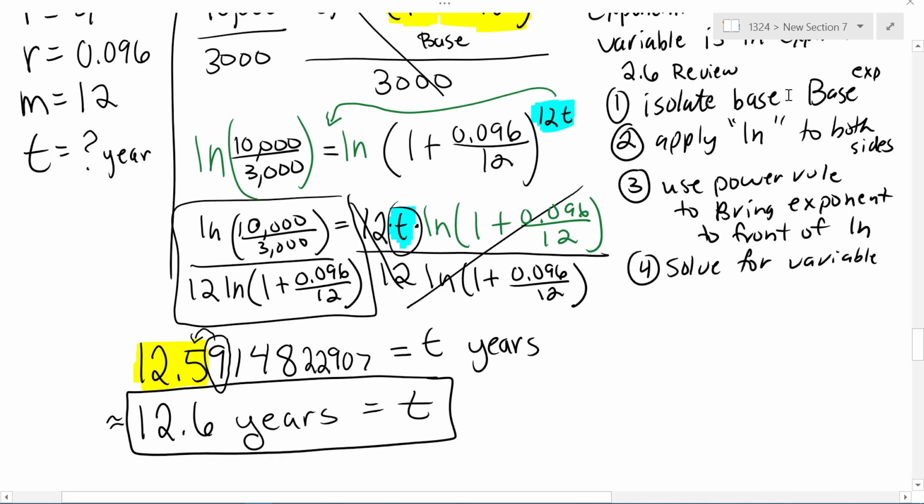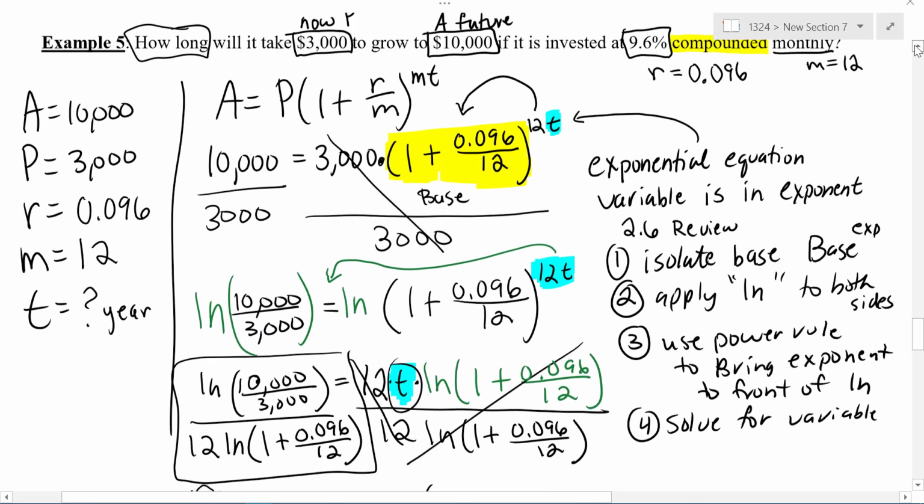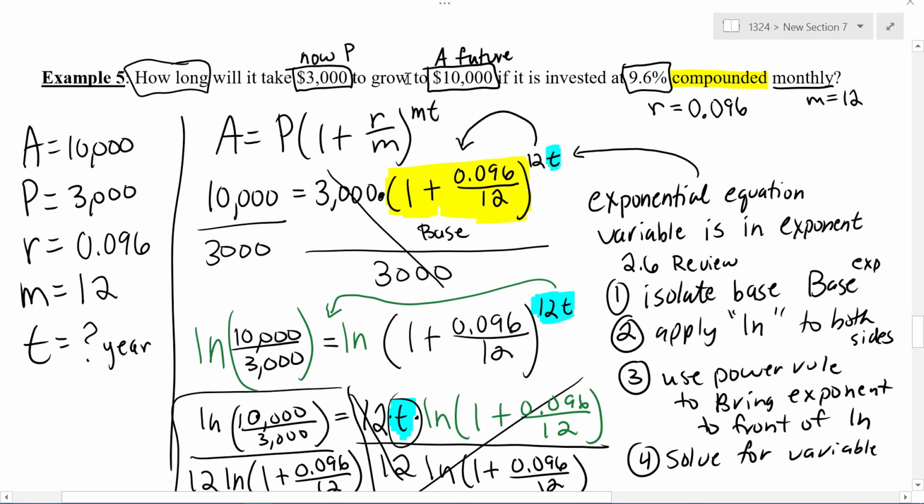Okay, so when we go back, 12.6 years was the amount of time that it was going to take $3,000 to grow to $10,000 under these conditions.